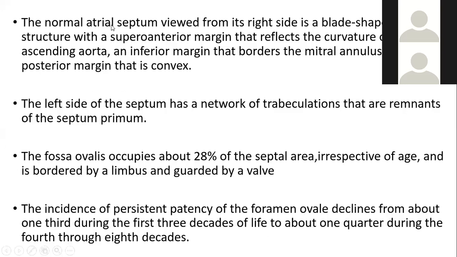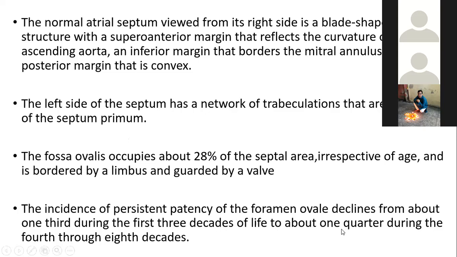If you view the normal atrial septum on the right side, it is usually blade shaped, with the superior anterior margin attached to the curvature of the ascending aorta, the inferior margin at the mitral annulus, and the posterior margin convex. On the left side of the septum, there is a network of trabeculations, mainly formed by the disruption of the septum primum. The fossa ovalis usually occupies around 20% of the septal area, irrespective of age, and the limbus is guarded by a valve. The incidence of patent foramen ovale declines about one third during the first three decades, and one quarter during the fourth to eighth decades.